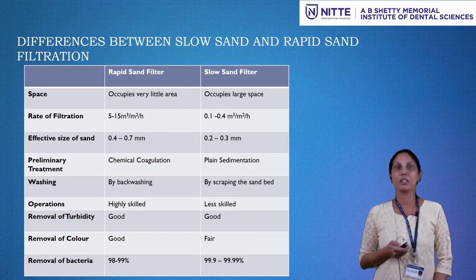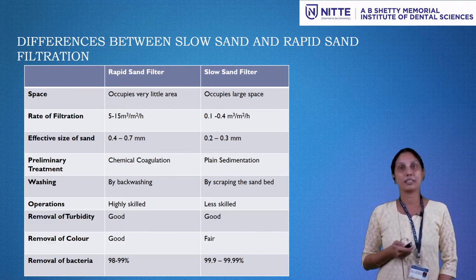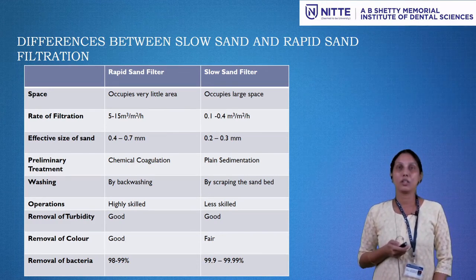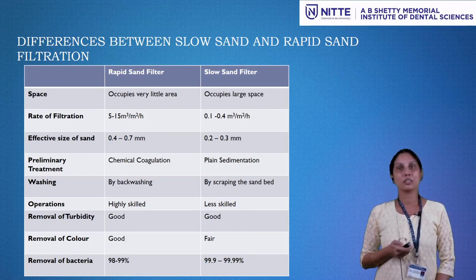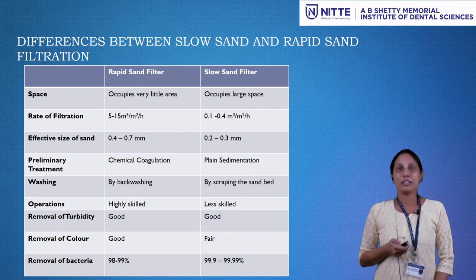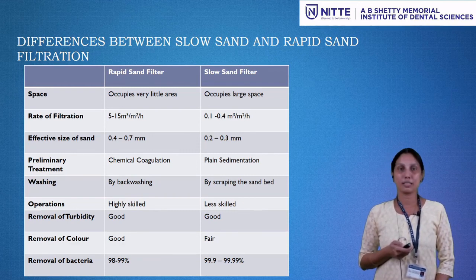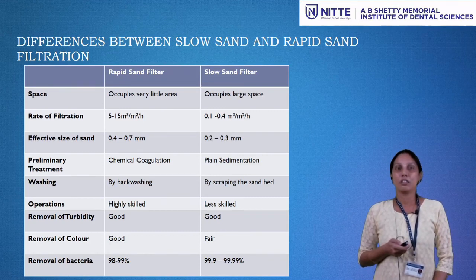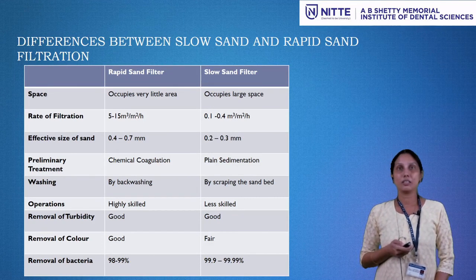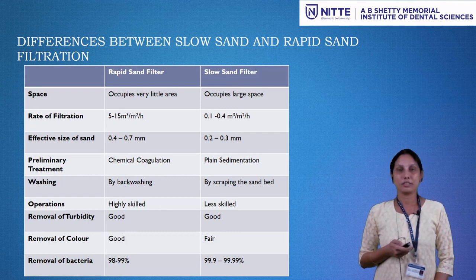Chemical coagulation is required as a preliminary treatment in case of rapid sand filtration, whereas plain sedimentation or storage is sufficient in case of a slow sand filtration. The cleaning of the filter in case of rapid sand is done by backwashing, whereas in case of slow sand, it is done by manual scraping of the sand bed. For the operations, you require highly skilled manpower in case of a rapid sand filter, whereas in case of a slow sand filter, less skilled manpower is sufficient.